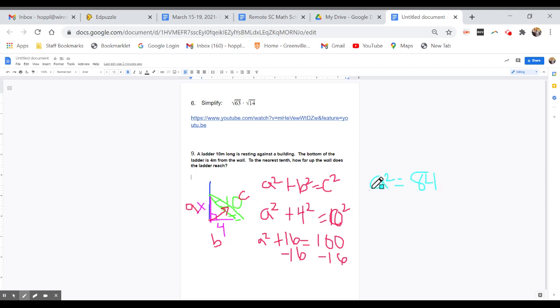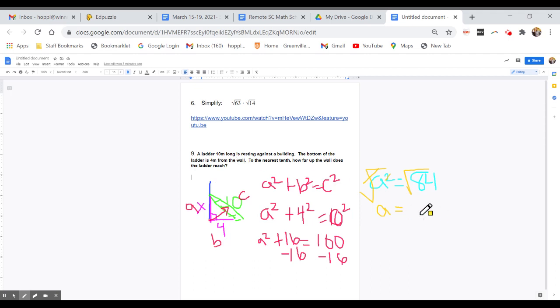Now, I'm not looking for A squared. I'm not done. I'm looking for A. So to undo a square, I need to square root both sides. So these cancel out. I'm left with A, and I need to go to the nearest tenth. So I'm going to get my calculator, do square root of 84, which gives me 9. We need to go to the tenth.